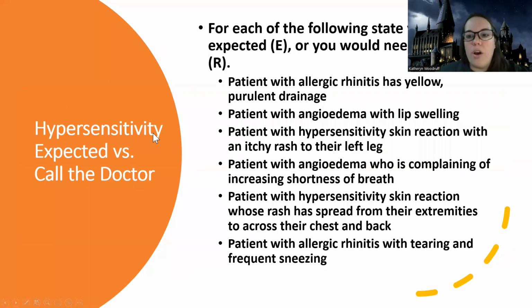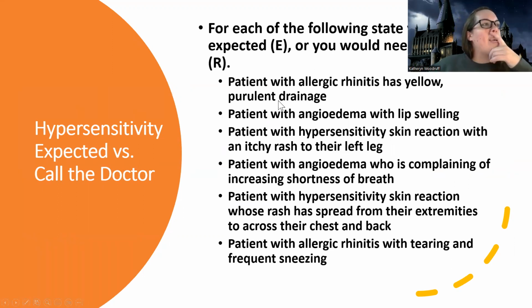All right, this will be the last part of this slide. This is kind of like a next generation kind of question. For each of these, we're going to say whether it's expected or whether we would need to report it. So let's look at each of these. It's really good to practice, okay, when are times that I'm going to need to call the doctor, and when are times that these things are going to be okay? So we have a patient with allergic rhinitis with yellow purulent drainage.